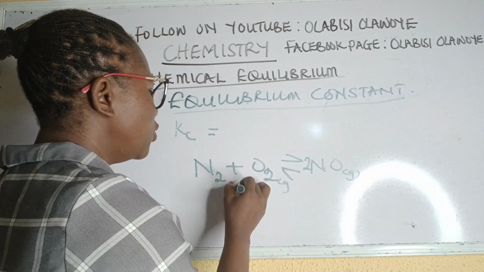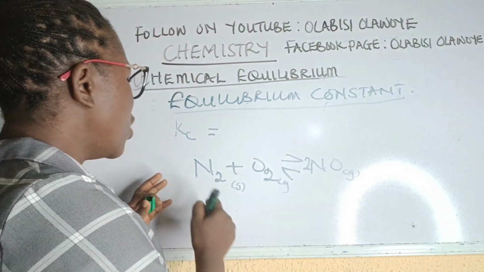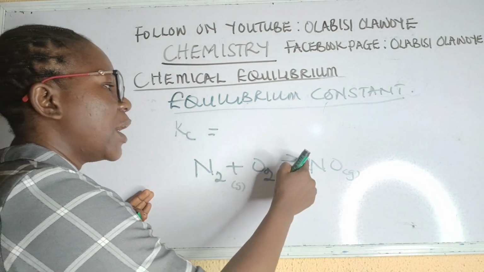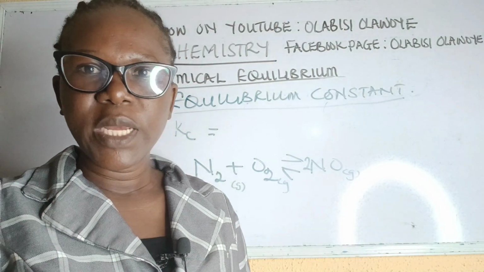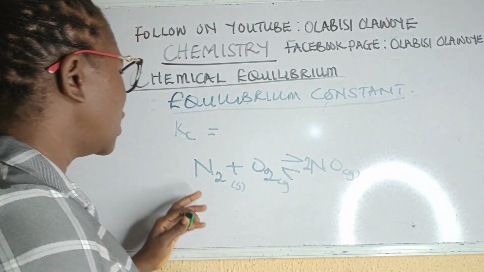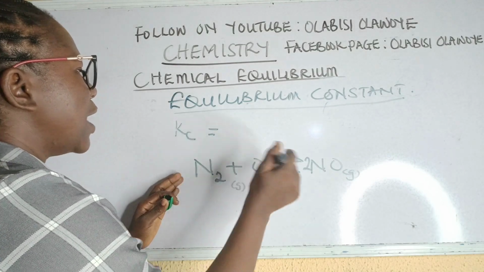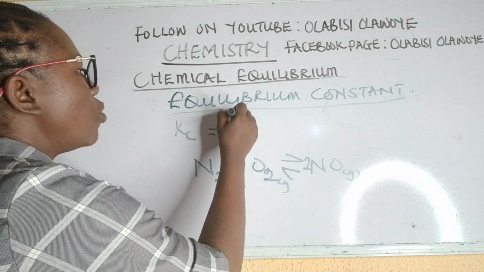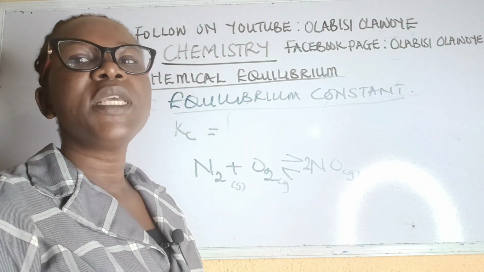Now in this reaction, to write the equilibrium constant, we look at the number of moles on both sides, and if the reaction is involving a solid, you won't write the equilibrium constant for that. So for this one, we have 1 mole here, 1 mole here, and this will represent their concentration. So the product will always be on top, while the reactant will be written down.